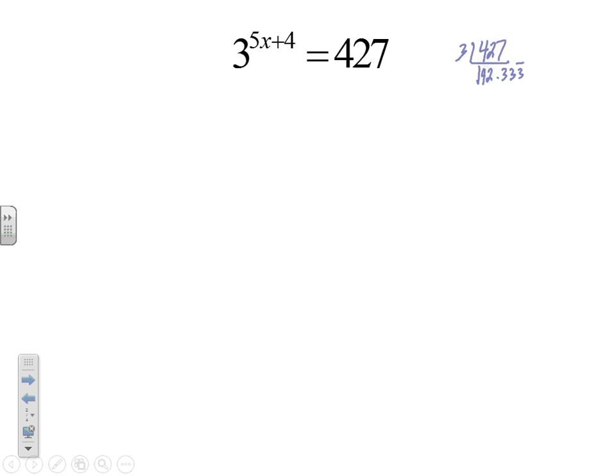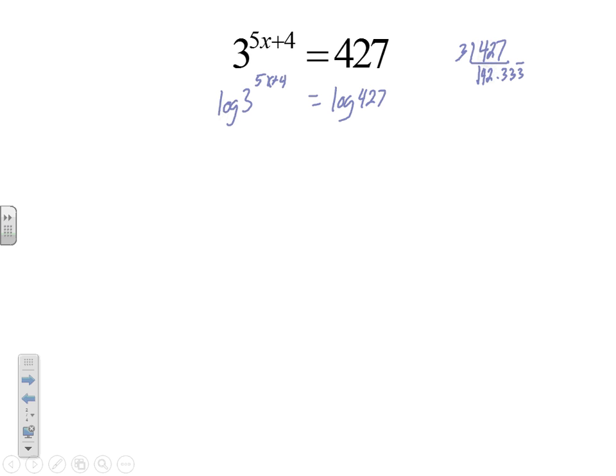So step 1 said just take the log of both sides. The way I do that is I'm going to simply say log of 3 to the 5x plus 4 power will be equal to the log of 427.